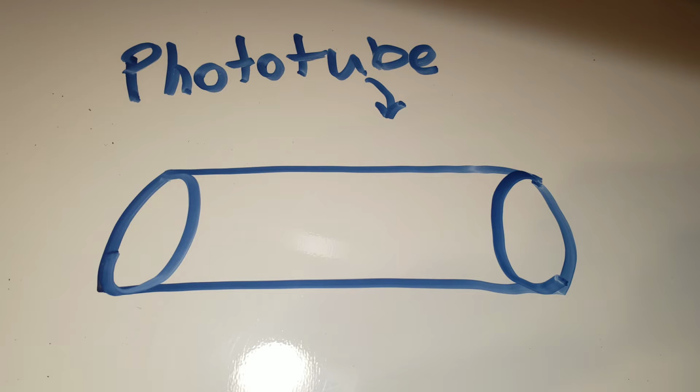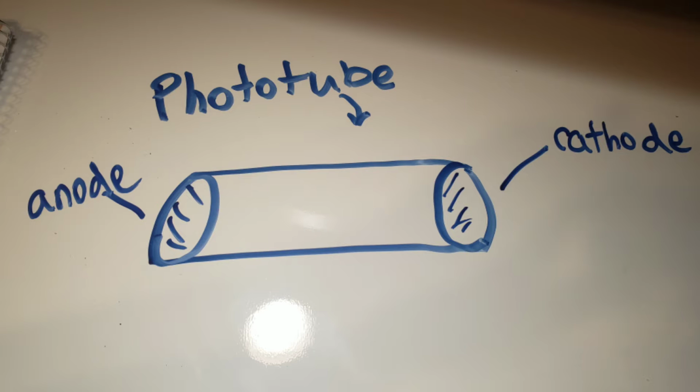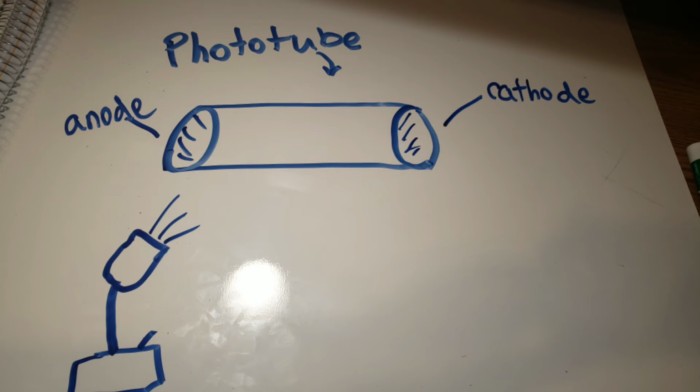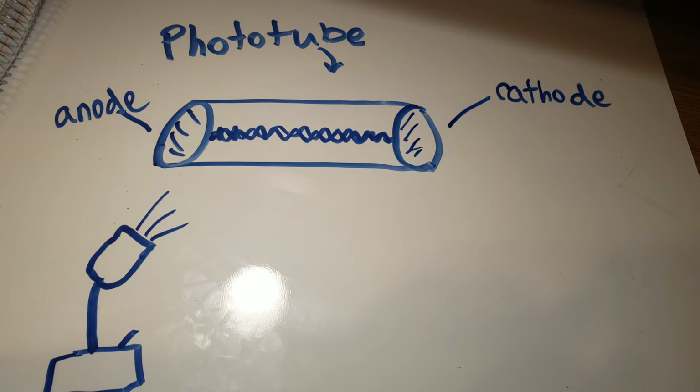Now, a phototube is a cylindrical vacuum, and this cylindrical vacuum has two metal plates on each end. One is a cathode, and one is an anode. Now, these cathodes and anodes are oppositely charged, so whenever the electromagnetic radiation hits the end, it's going to bounce off the other end, and that's when you see the voltage of electricity in the phototube.